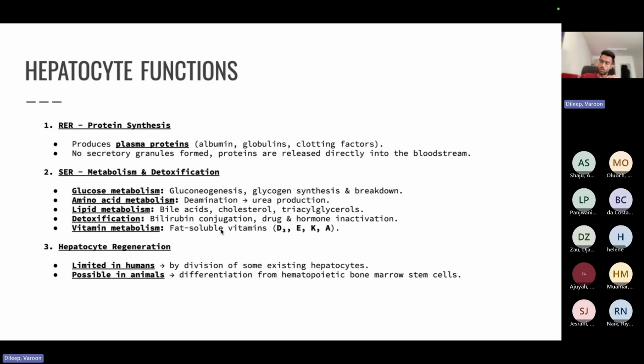And when we talk about hepatocyte regeneration, in humans, it is of limited capacity. It only takes place due to the presence of some hepatocytes which are already present. Otherwise, it's not possible. And it is possible in animals, but this has only been tested experimentally. And this basically takes place by the differentiation of the hematopoietic bone marrow stem cells.